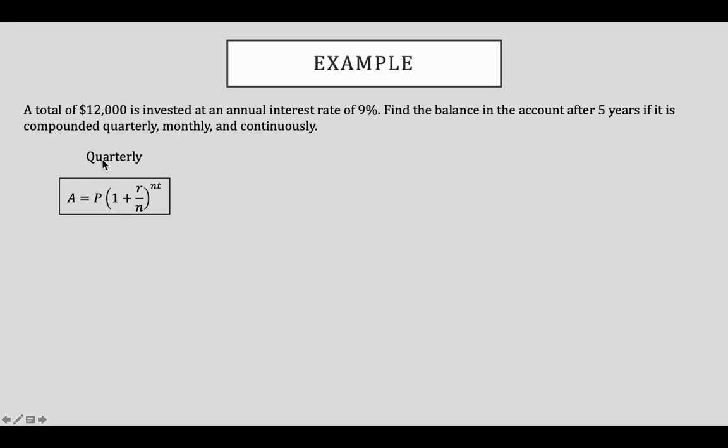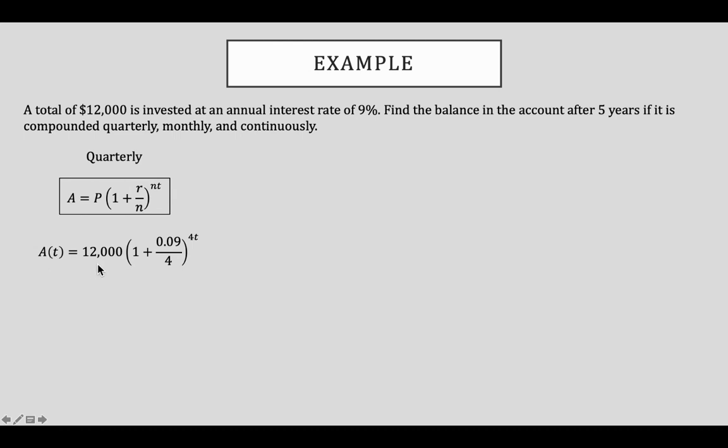P, our principal, is going to be 12,000. That's our initial investment. Times the quantity 1 plus R. The interest rate is 9%. As a decimal, that's 0.09 divided by, if we are compounding quarterly, there are 4 quarters to a year. Therefore, N is going to be 4, all raised to the 4 times T. And notice I have used function notation here. This is the amount of money that I have as a function of time, T in years.